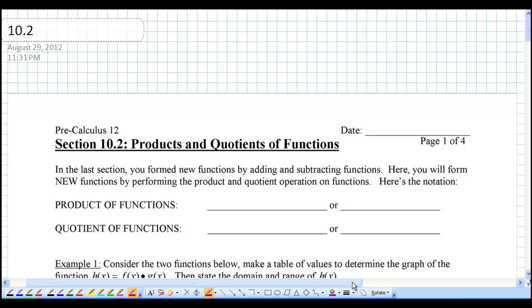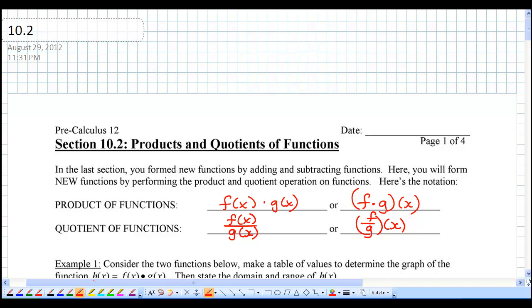And of course, let me introduce to you the notation. I like to use f of x times g of x for the product. Yet your textbook likes to use this other notation, and that's fine. They're both perfectly fine. They put f, a dot, g, so that's f times g of x. The quotient, by the way, I like to just go f of x divided by g of x. The textbook likes f over g in brackets with an x.